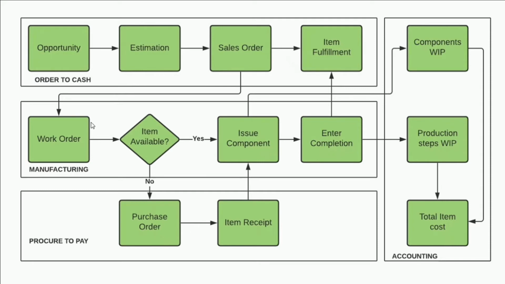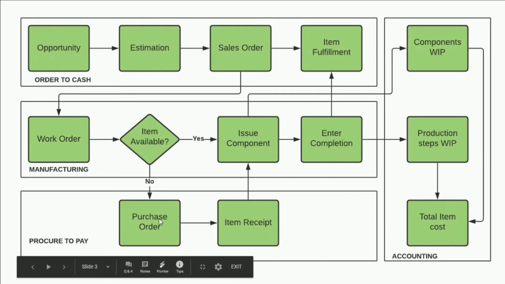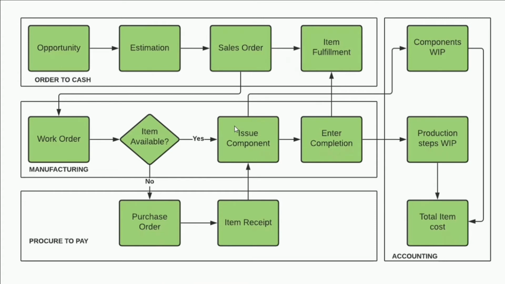After this, we can issue the components. If the item is available, we can issue the components where we assign the components to that particular work order, and the work order will be completed. Based on the work order completion, the item fulfillment will be conducted.